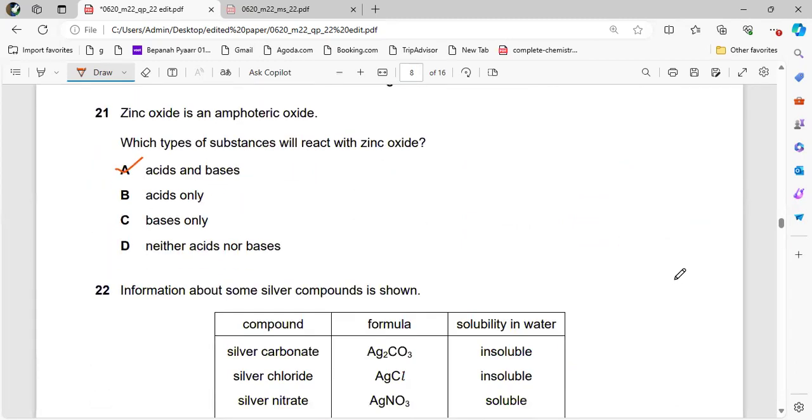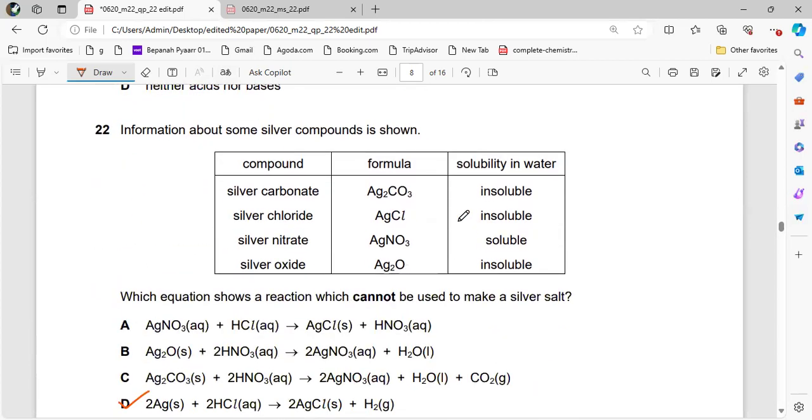Zinc oxide is an amphoteric oxide. Which type of substance will react with zinc oxide? So amphoteric oxides are the oxides that react with both acids and bases, or they can behave as an acid or a base. Okay. So option A is correct. It will react with both acids and bases.